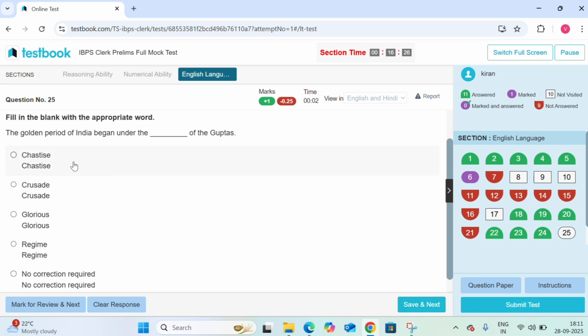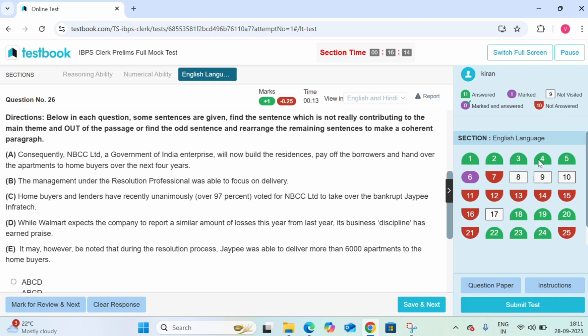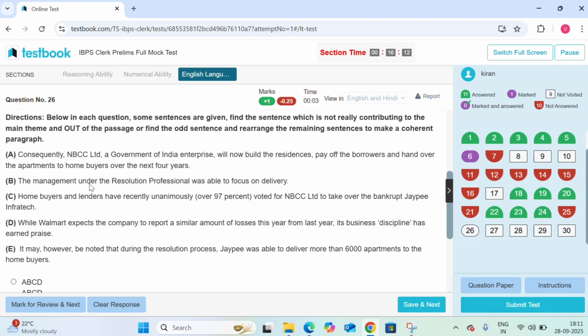The golden period of India began under the regime of the Guptas. Glorious. Okay, skip. Next, sentence rearrangement.